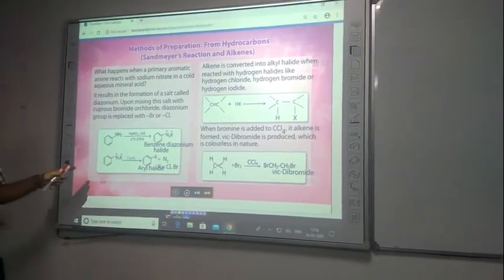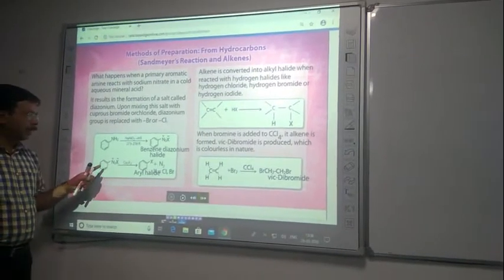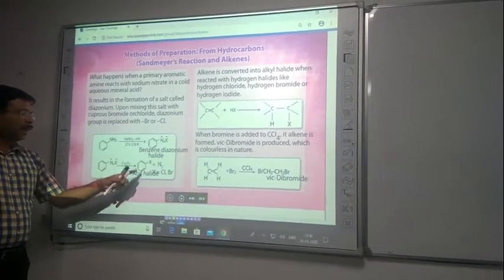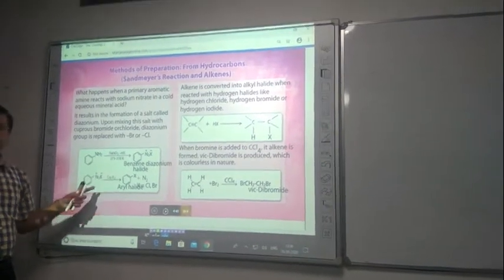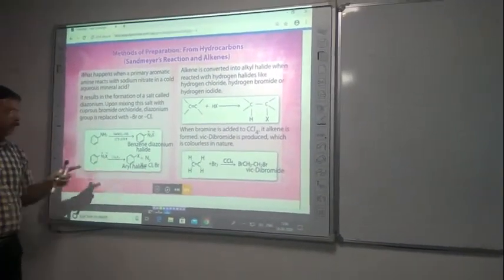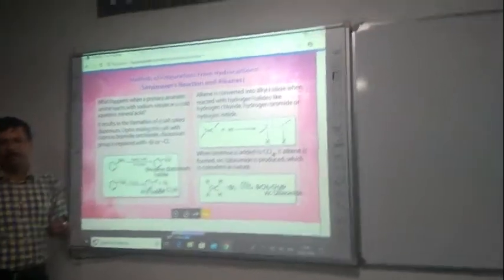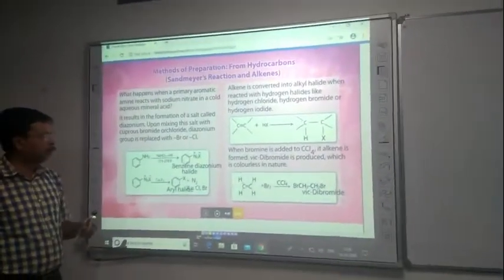But the Sandmeyer reaction is mainly the conversion of benzene diazonium salt to the aryl halide, particularly chlorobenzene or bromobenzene, by treatment with the corresponding cuprous halide, Cu2Cl2 or Cu2Br2. You can write CuCl or CuBr also.